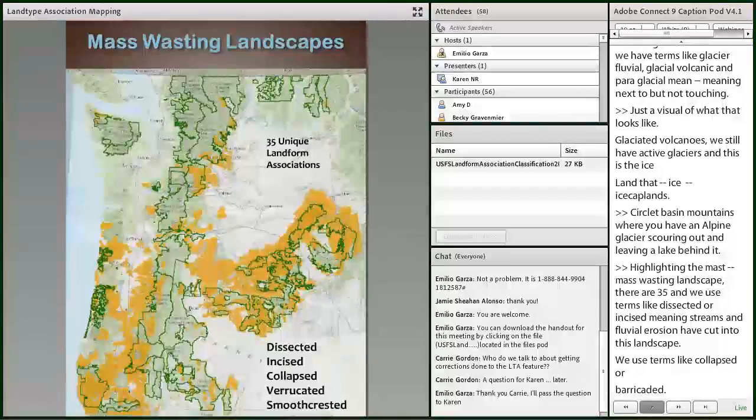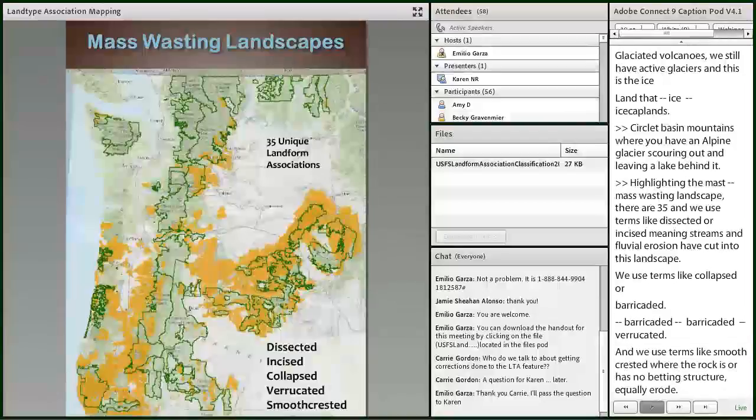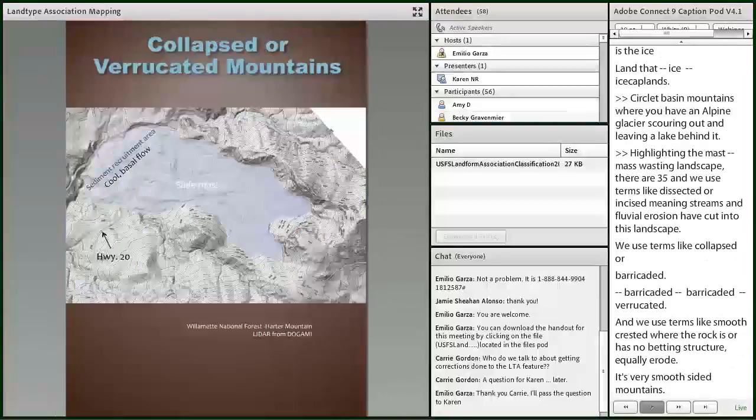And then we use terms like smooth crusted, where the rock has no bedding structure, so it equally erodes. So it's very smooth-sided mountains. You see a lot of those in the Klamath, in the Siskiyou National Forest. So just an example of the collapsed terrain.